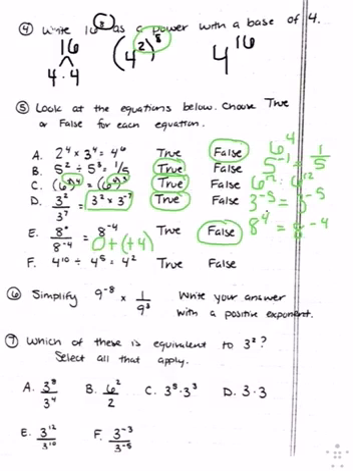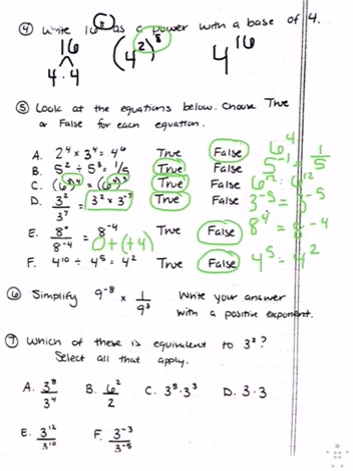And letter F. 4 to the 10th divided by 4 to the 5th equals 4 to the 2nd. We're dividing, so I subtract my exponents. 10 minus 5 is 5. 4 to the 5th does not equal 4 squared. It is false.